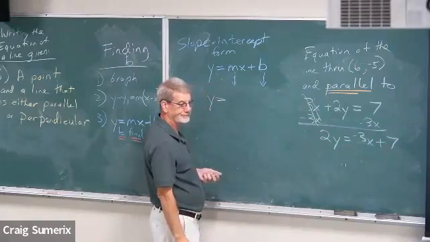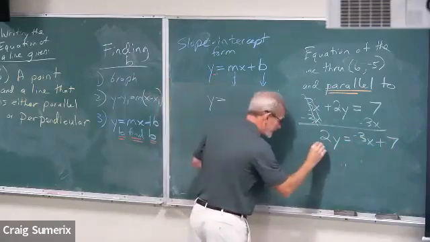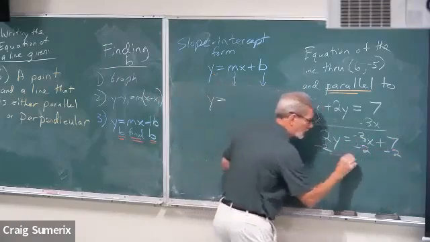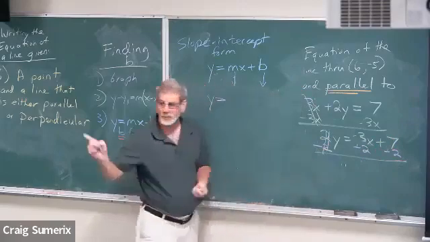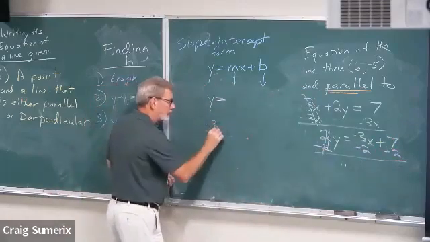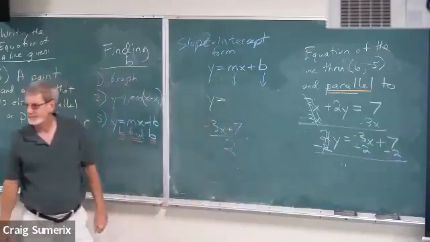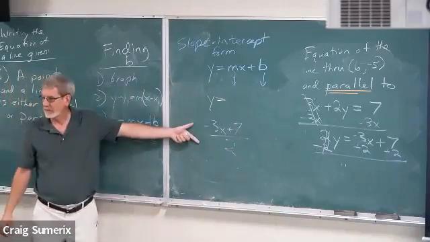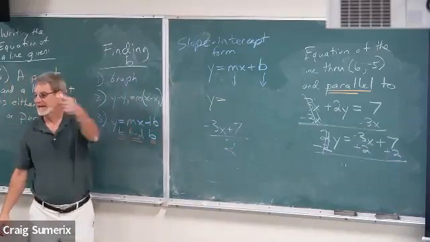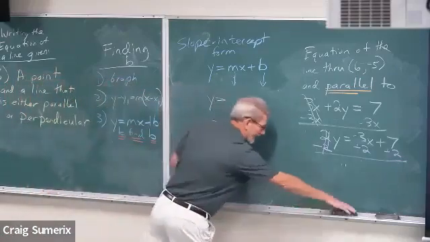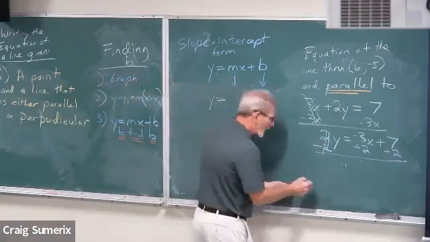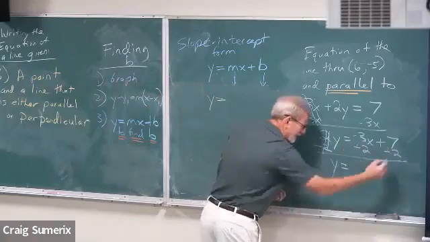Let's subtract 7. Nope. Still got to get y by itself, right? Divide everything individually by 2. Can you tell me what the slope is from this? If you had to stop and think about it, that meant no. You're going to have to break it up anyway, so why not just start out by doing everything individually?